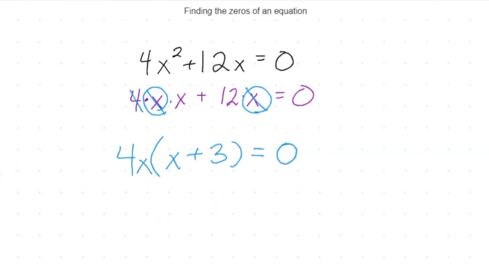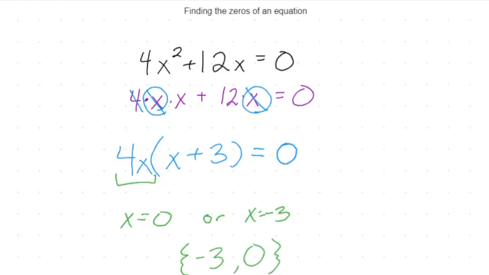Then what we can do now, just like on the other problems, is ask what would make 4x equal to 0? Well, that would be 0. Or what would make x plus 3 equal to 0? That would be negative 3. And I could write them in my brackets: x is negative 3 or 0.